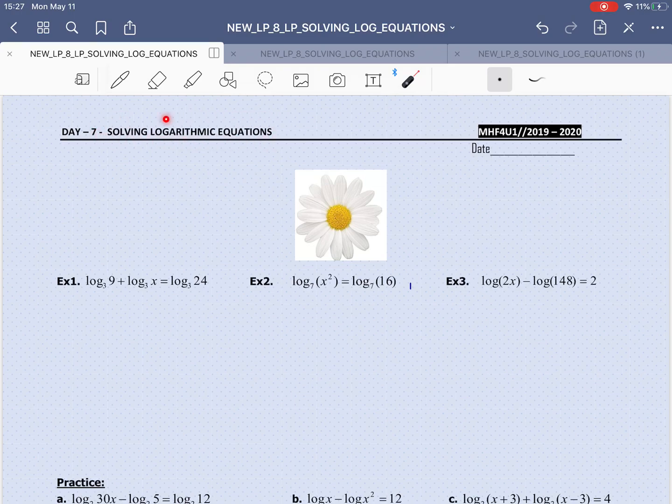Hello everyone, today's lesson is solving logarithmic equations. In logarithmic equations, we're going to see one or more terms expressed in logarithmic form. And since we're solving equations, a lot of simplifying will take place, which means that we need to combine the logarithmic terms very often.